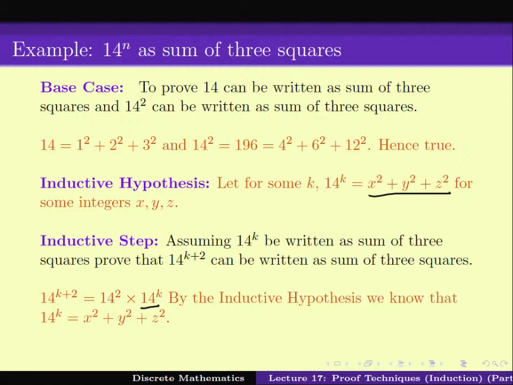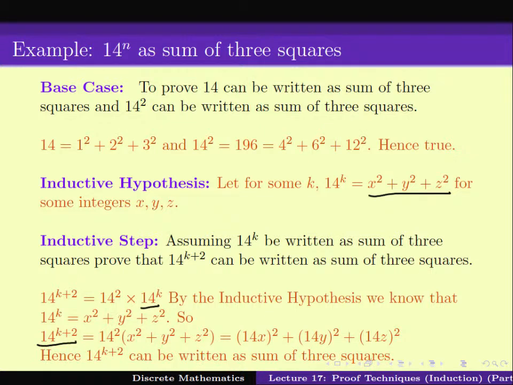So we have 14 power k plus 2 is 14 square times x square plus y square plus z square, which is 14 square x square, meaning 14x whole square, plus 14y whole square plus 14z whole square. Now, of course, since x, y, z are integers, 14x, 14y, 14z are integers, and this ends up proving that 14 power k plus 2 can be written as a sum of 3 squares. Hence proved.